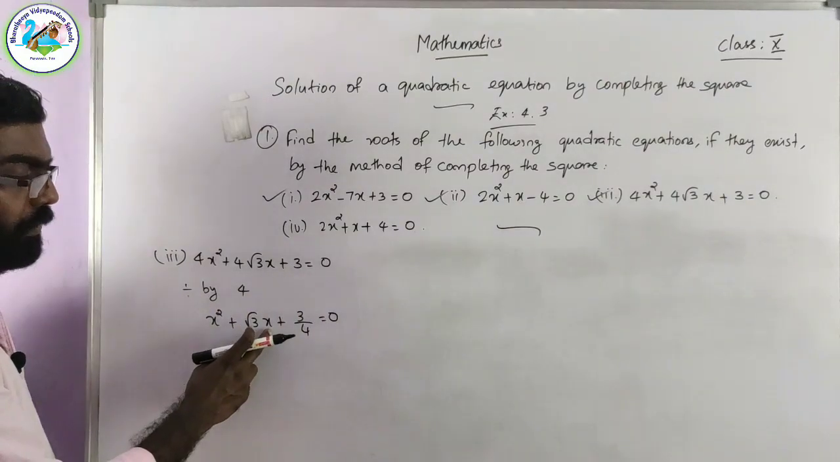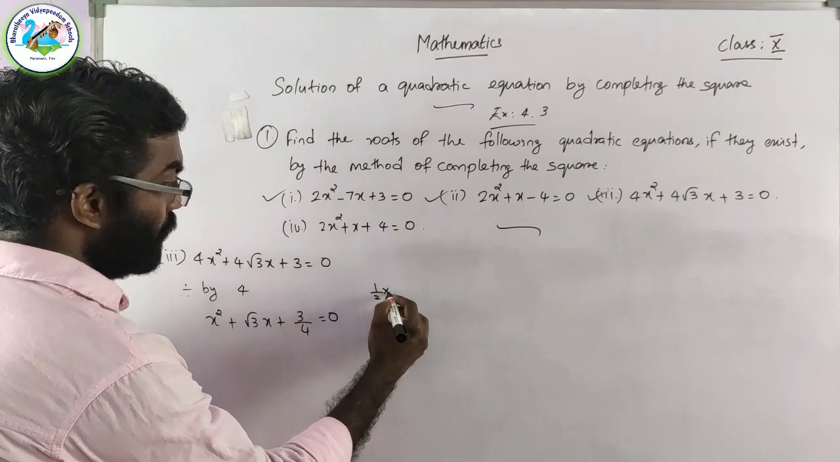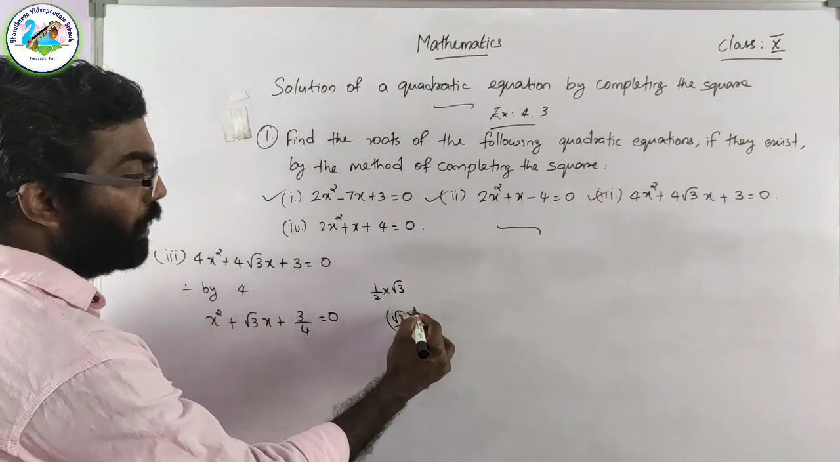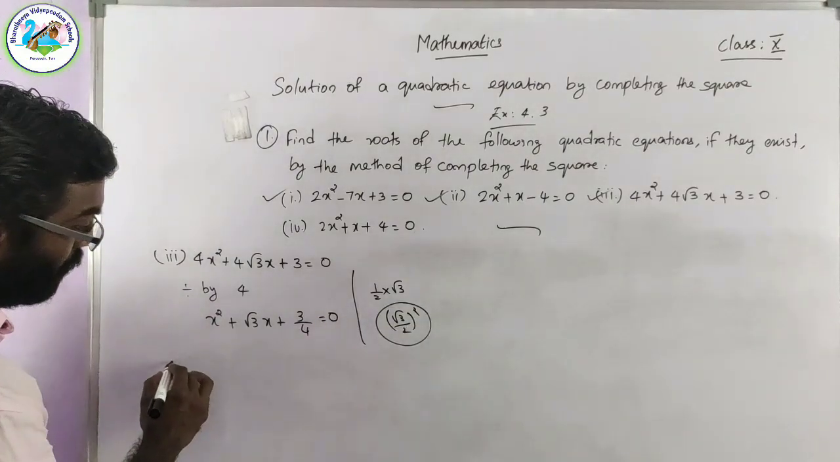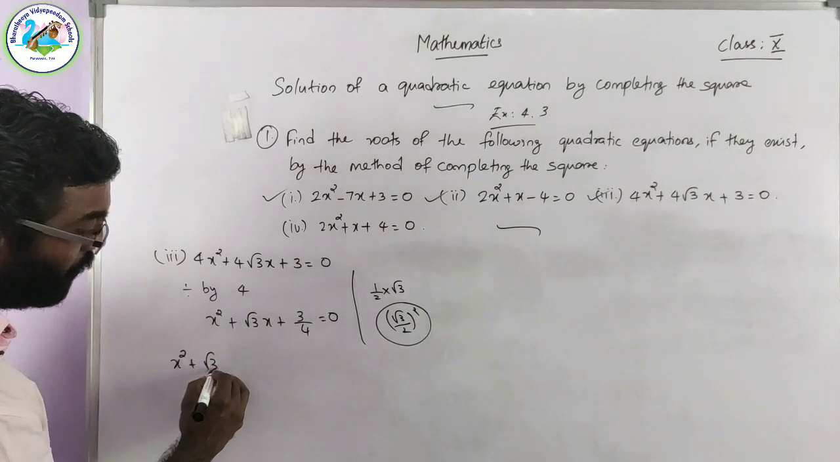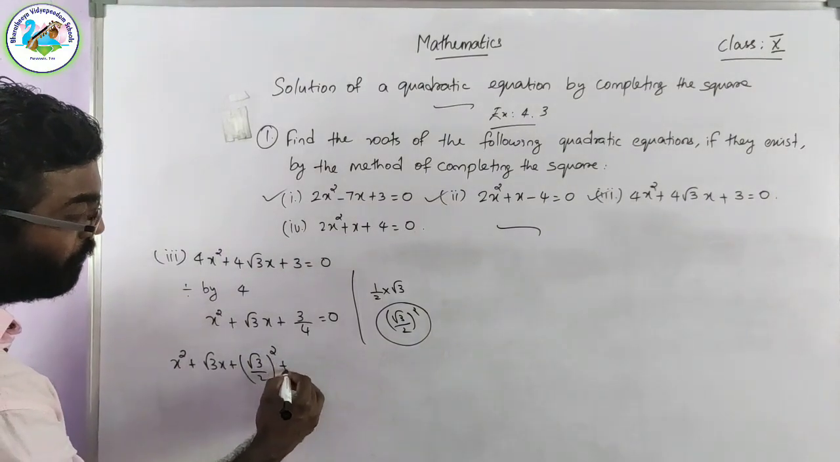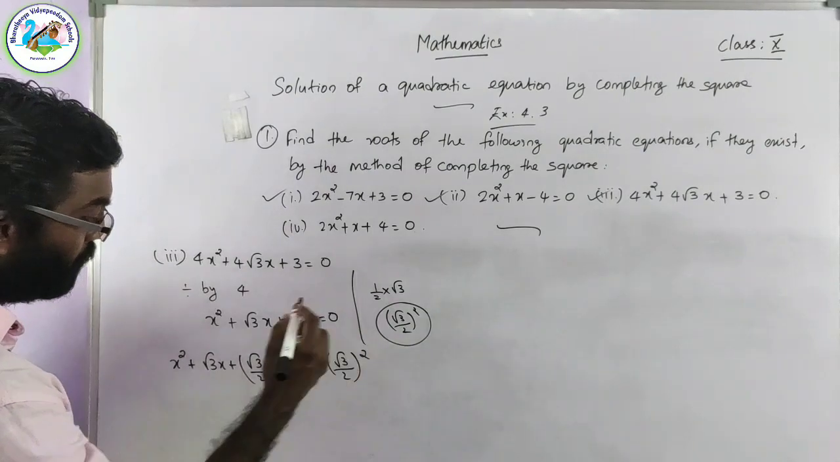Look at the coefficient of x. Here it is √3. So half into the coefficient of x, half into √3, or we can write (√3/2)². This term we have to add and subtract. So x² + √3x + (√3/2)² + 3/4 − (√3/2)².